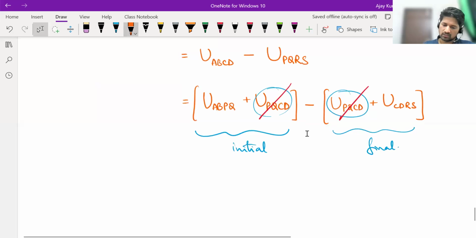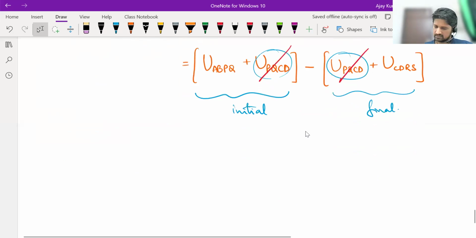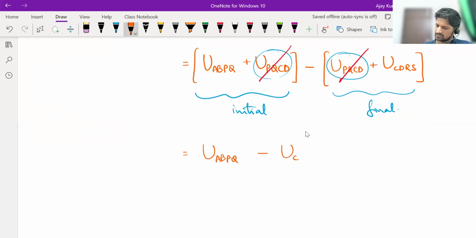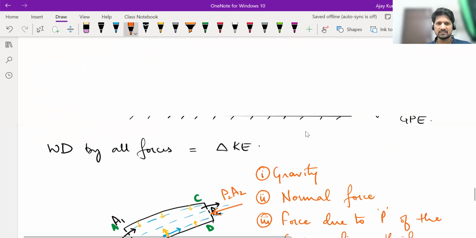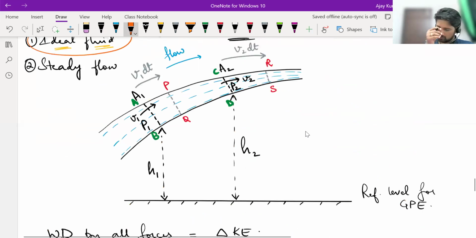So the total change in potential energy, not change actually, negative of change in potential energy will be potential energy in the space ABPQ minus potential energy of fluid in the space CDRS. Okay. Potential energy is mgh. So we need to know how much mass is there in this space and how much mass is there in this space. Okay. Mass is density into volume. ABPQ, how do you write the volume? Area of cross section multiplied with the distance.